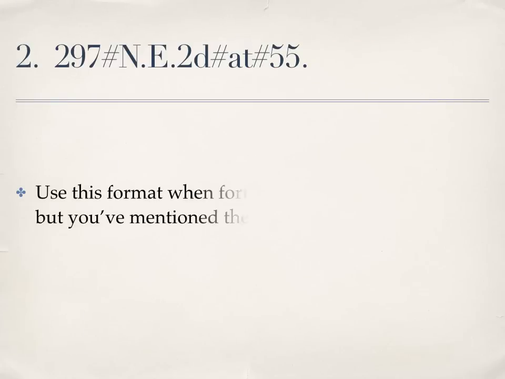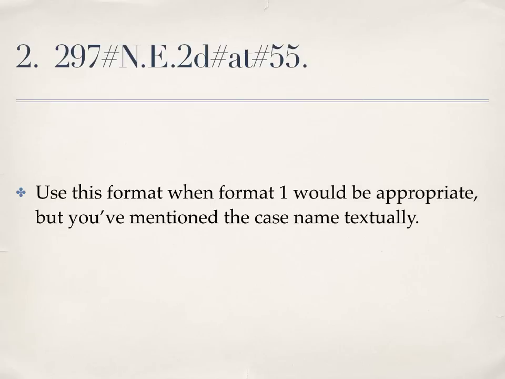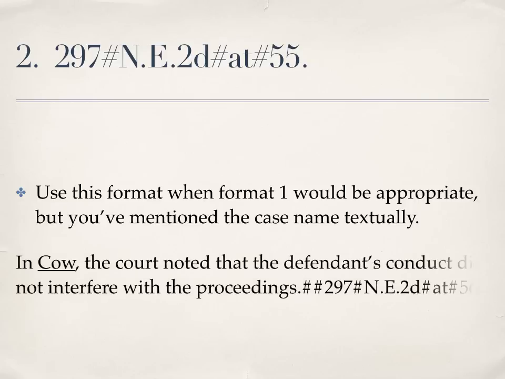The second short form is a slight variation on Format 1. You would use this form anywhere Format 1 would be appropriate, but where you've also mentioned the case name in the sentence you're providing a cite for. Look at this example. In Cow, the court noted that the defendant's conduct did not interfere with the proceedings. 297 Northeast 2nd at 56. Because I mentioned the name of the case in my sentence, I omitted it from my cite. Again, this form is appropriate where you've already cited the case in full earlier in the discussion, but you've cited other authorities since then.